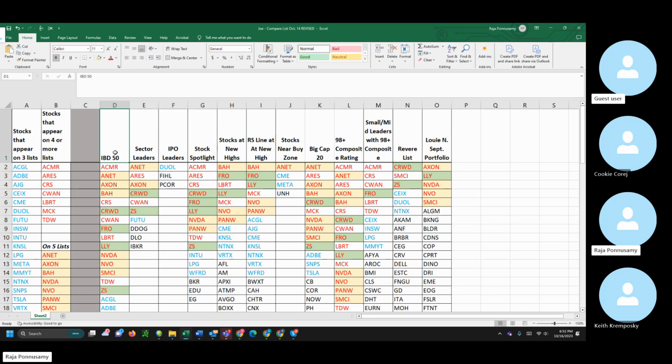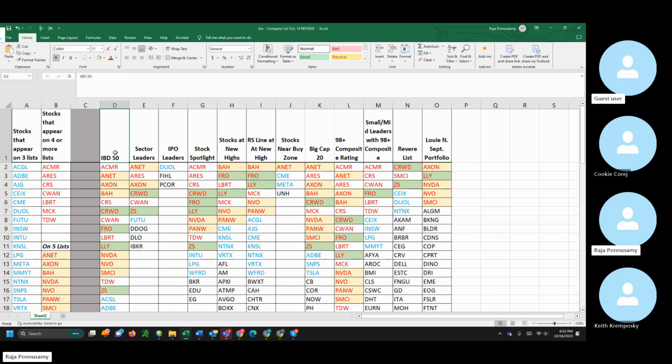And then if you notice on the right, what I did is I took the top composite rated stocks off of the IBD Digital, but I sorted them. I only took the ones that are 98 composite and above. I didn't go any lower than that. And the same thing with small and mid cap leaders. Only did that 98. Sometimes I do 97 if the list is shorter.